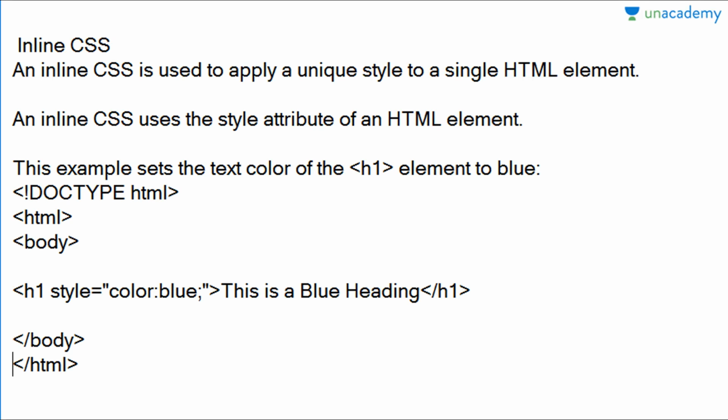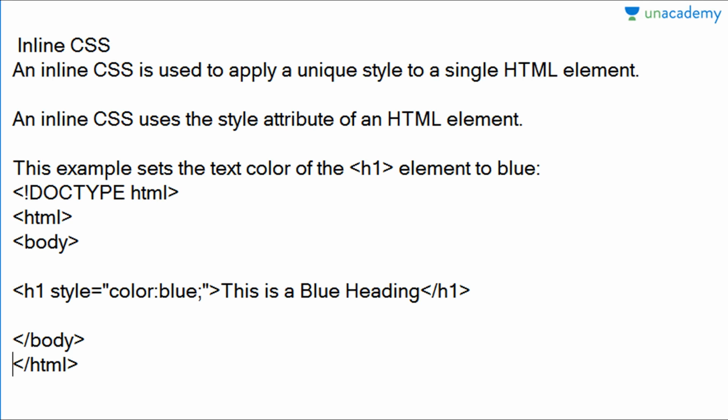Inline CSS, what do you mean by that? Inline CSS is used to apply unique styles to a single HTML element. We have seen this before also. Now let's talk about an example. Doctype HTML, then we use the HTML tag, then the body tag, then we use h1 with color blue. This is a blue heading, h1 close, body tag close, HTML tag close. When we run this, this is the output we get: this is a blue heading. This is how inline CSS is used, meaning the style is applied inside the same tag only.